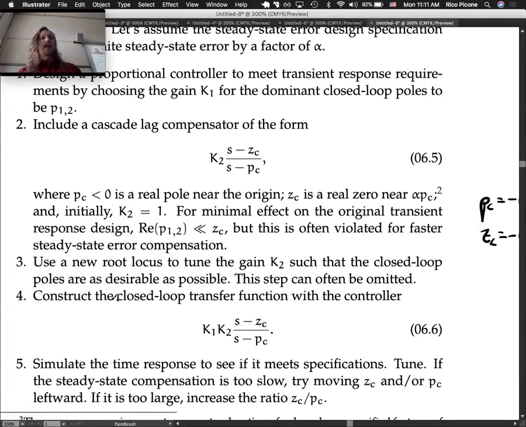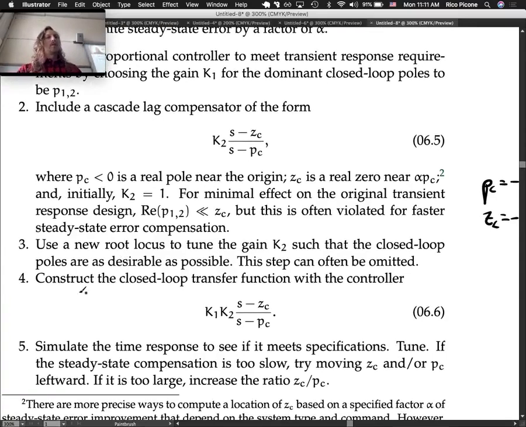So then, after you're done choosing where your zero and your pole go, still having K2 equal to 1 at this point, because if we don't affect the transient response very much, we don't really need to readjust our gain very much. So that's a good place to start, is just K2 equal 1. Use a new root locus to tune the gain K2 such that the closed loop poles are as desirable as possible. This step can often be omitted.